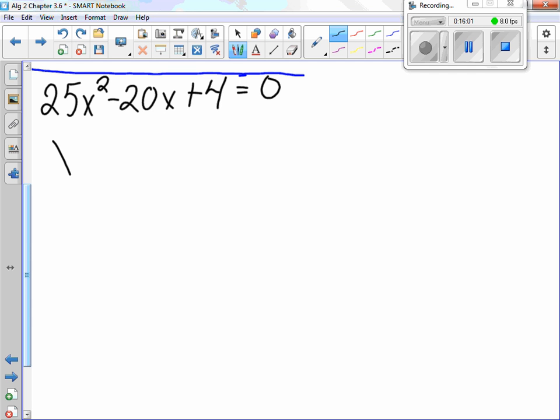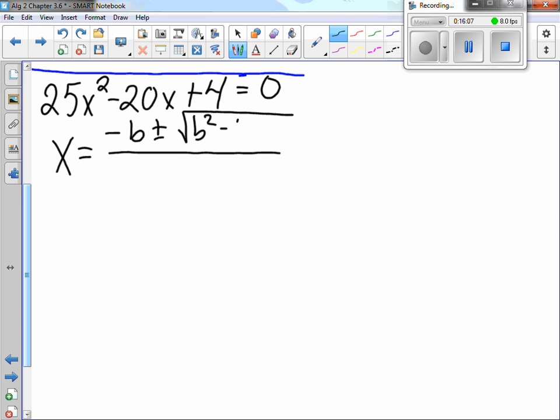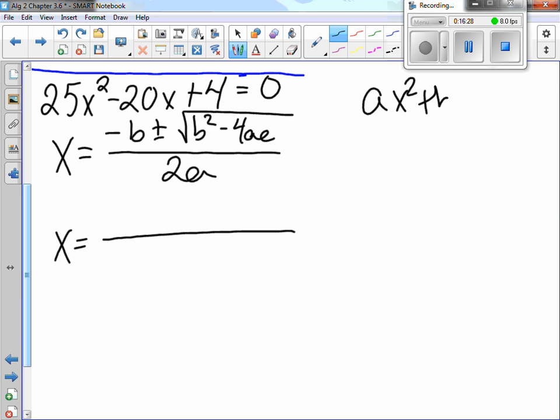And now that we have that, we can use the quadratic formula. Negative b plus or minus the square root of b squared minus 4ac all over 2a. Now, I am not expecting you, and you do not have to memorize this formula at all. You can just write it down on your review sheet, and you'll have it for the test. And again, this is going back to our ax squared plus bx plus c equals 0.